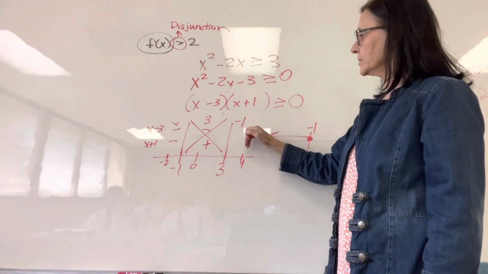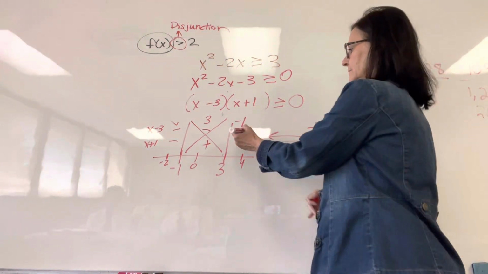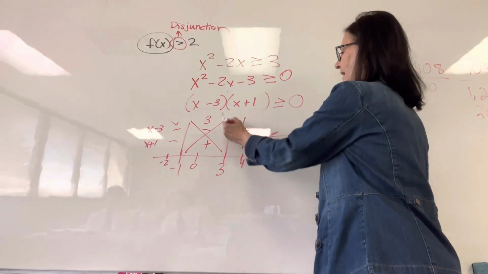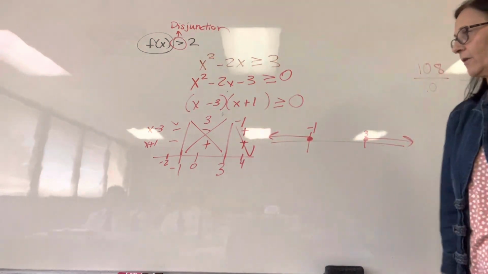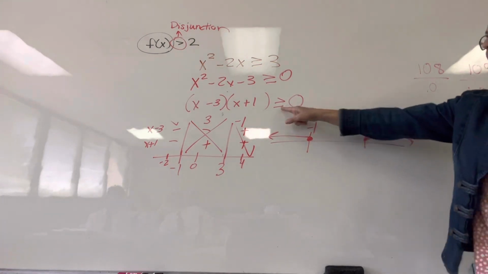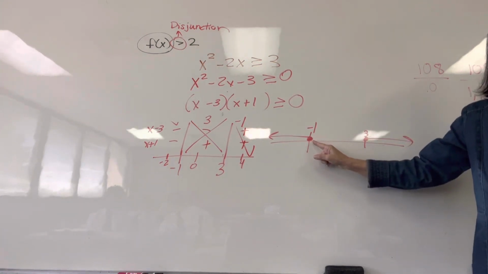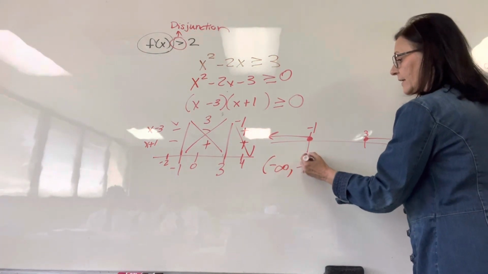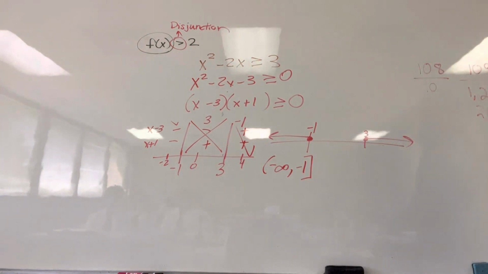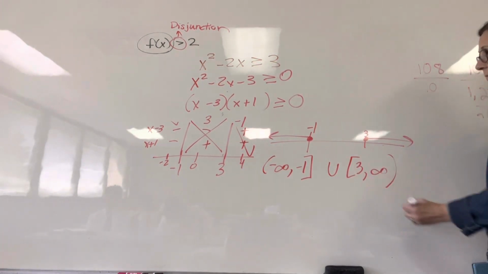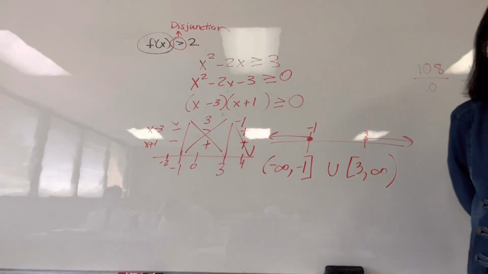When I plug in 4 to x minus 3, it's positive. When I plug it into x plus 1, it's positive. That works. A positive times a positive will always give me a value greater than 0. Greater than or equal to means it's a closed interval. So in interval notation, it'd be -infinity to -1, with a bracket because it's also equal to, and then 3 to +infinity.